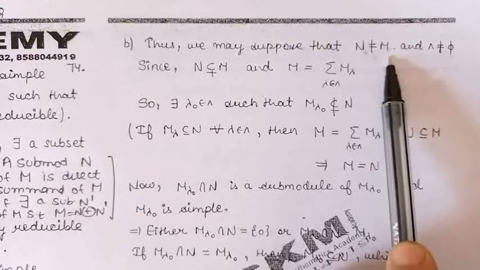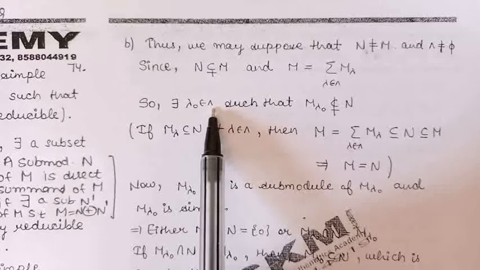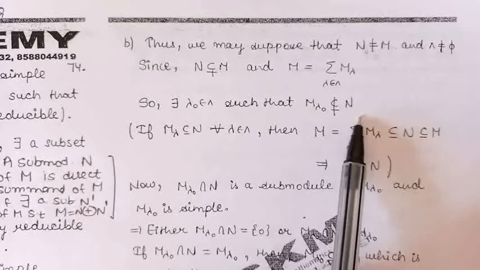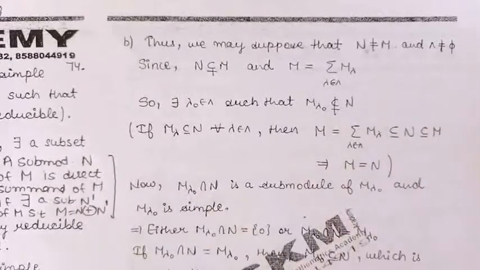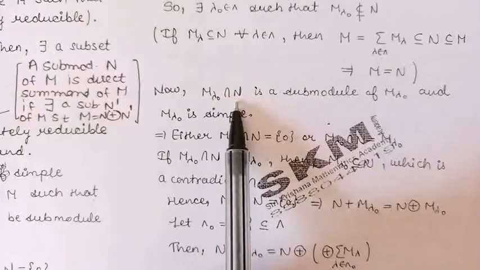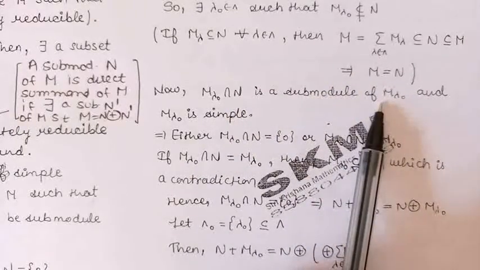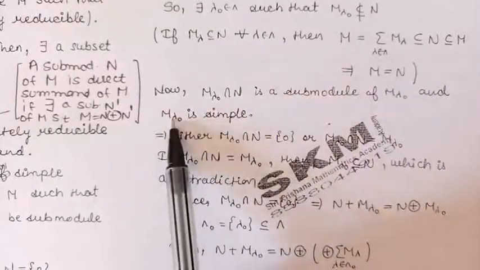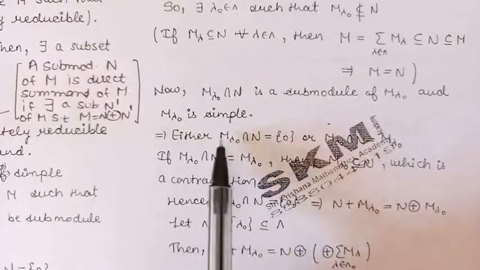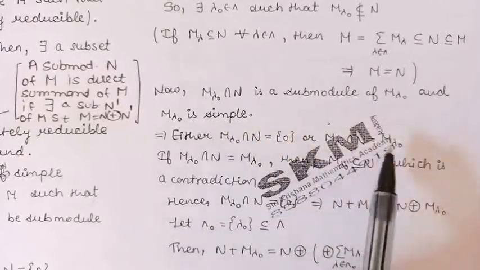But we have N is not equal to M. So we can say that there will exist a suffix lambda naught belonging to the family of indexes such that M lambda naught will not be contained in N. Now, the intersection of two submodules M lambda naught and N. This intersection is a submodule of M lambda naught, and M lambda naught is simple, and a simple module has only two submodules, either 0 or itself. So either this intersection will be the 0 module or this intersection will be M lambda naught.